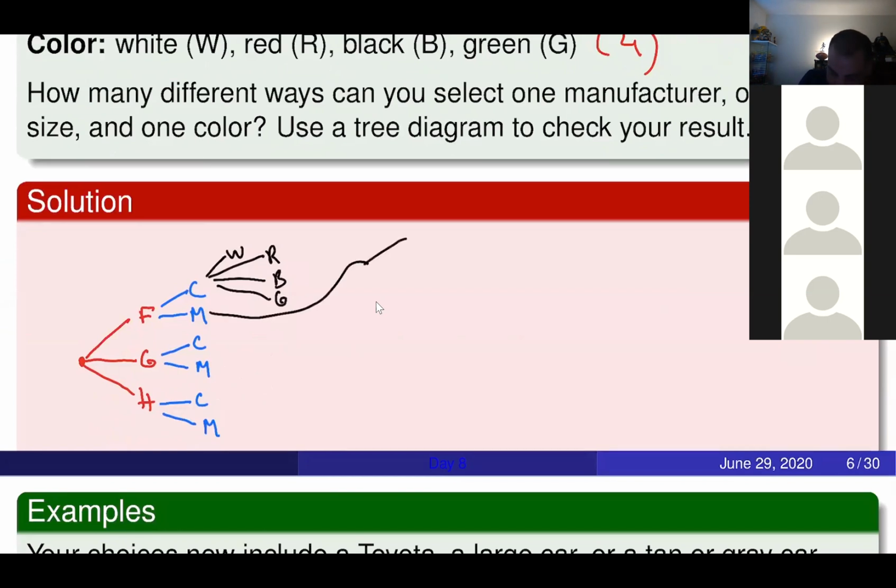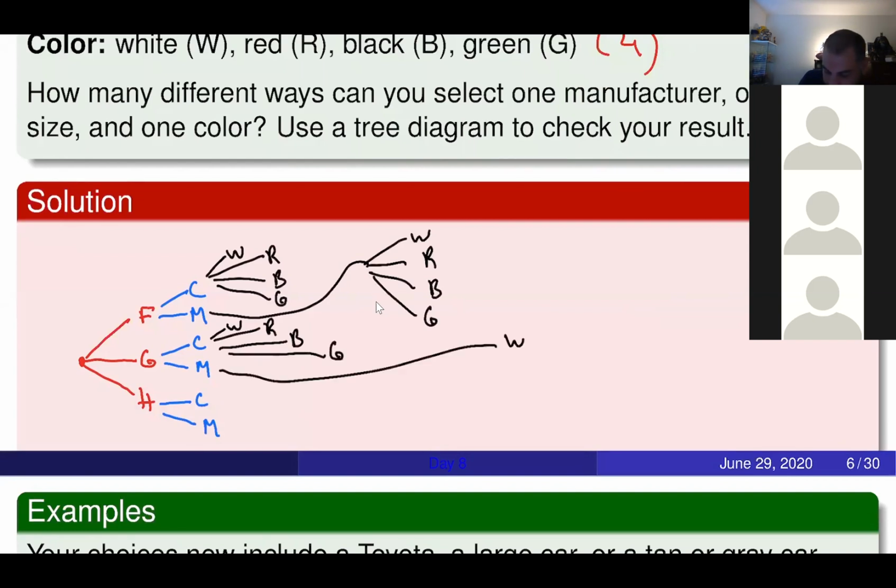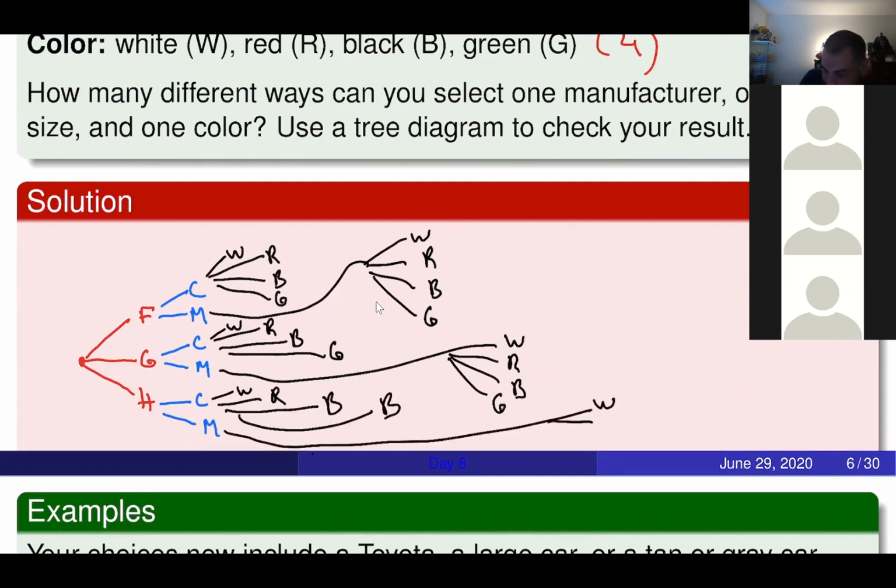Let's do this one a little bit further out. So we can say white, red, black, and green. This one you can say white, red, black, or green. Let's do this one right here: white, red, black, or green. Yeah, white, red, black, or green. And lastly, we'll do white, red, black, run out of space over here, or green.